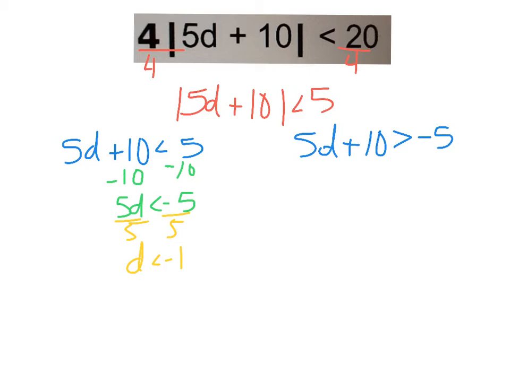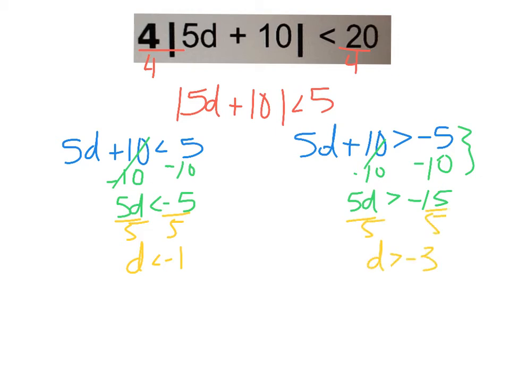In our other one, same steps, different outcome. So we're subtracting 10 on this one as well, but over here on the right hand side there's same sign, so you add and take the sign, giving us negative 15. And then when we divide that by 5, that gives us d is greater than negative 3.